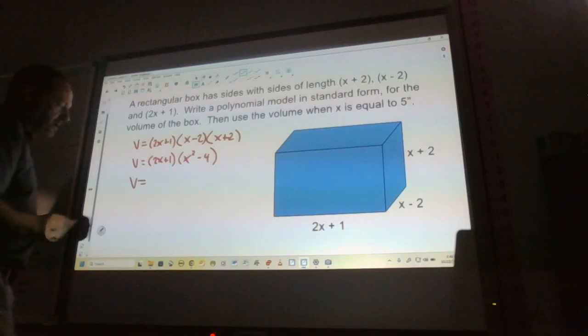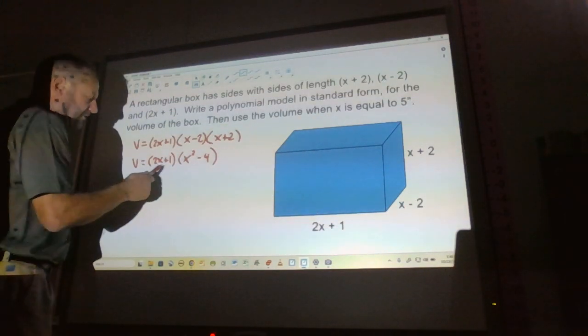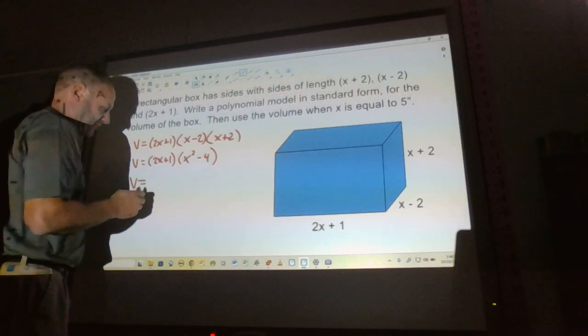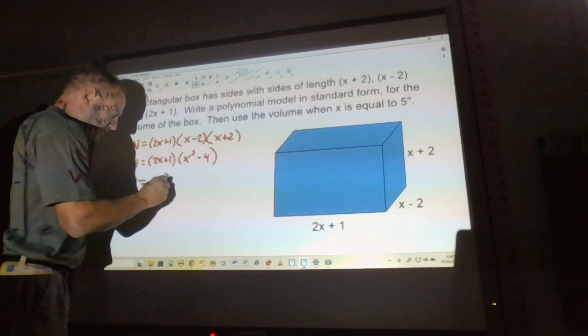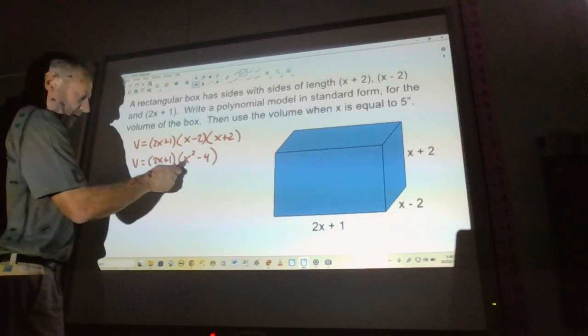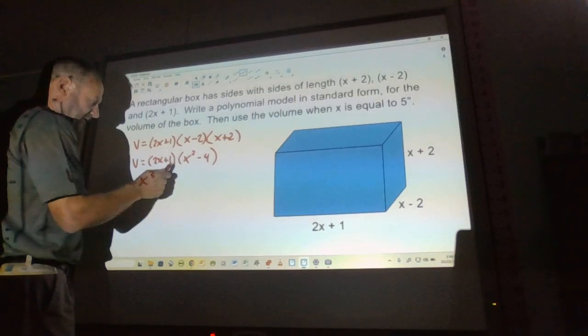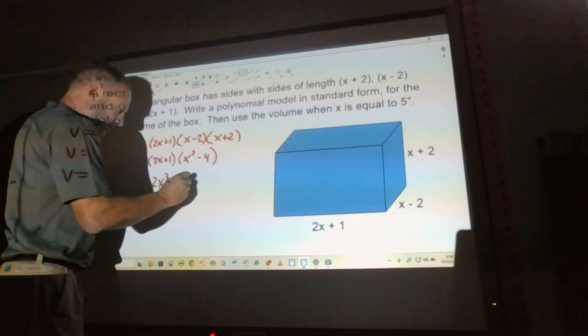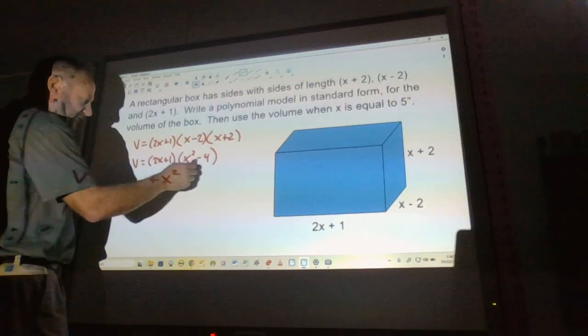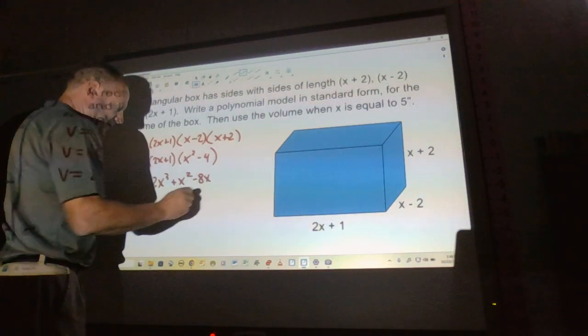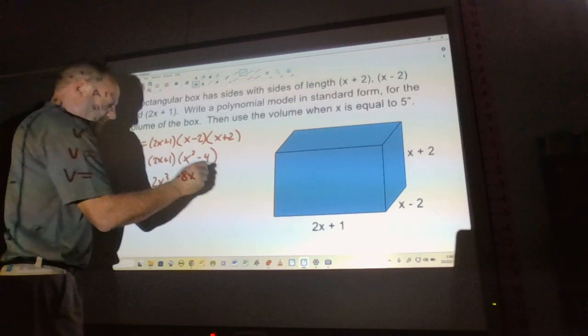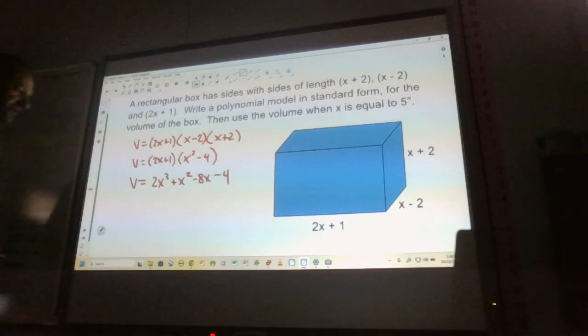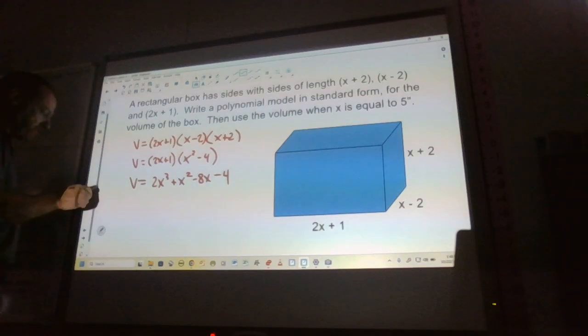Okay. And now I can go ahead and FOIL this. So first would be x squared times 2x, which is 2x cubed. Then the x squareds next. The inside, that's going to be x squared times 1, which is plus x squared. And then my outside is going to be minus 8x. And then my last is going to be minus 4. Okay, so here's the formula for the volume of the box.